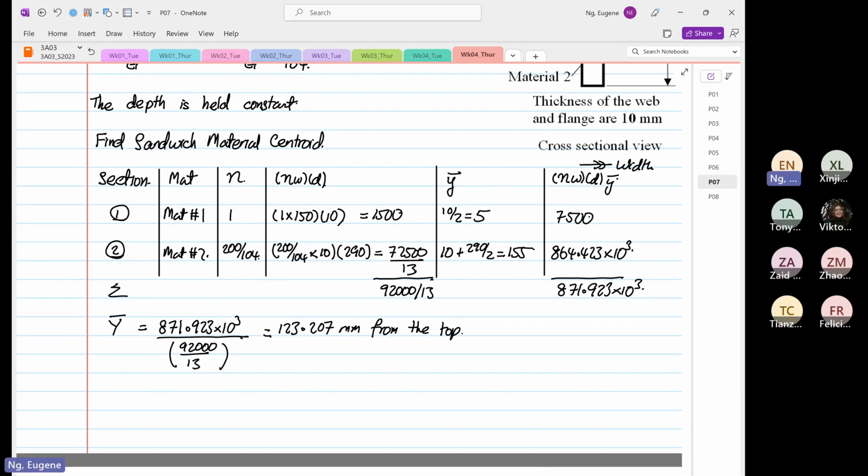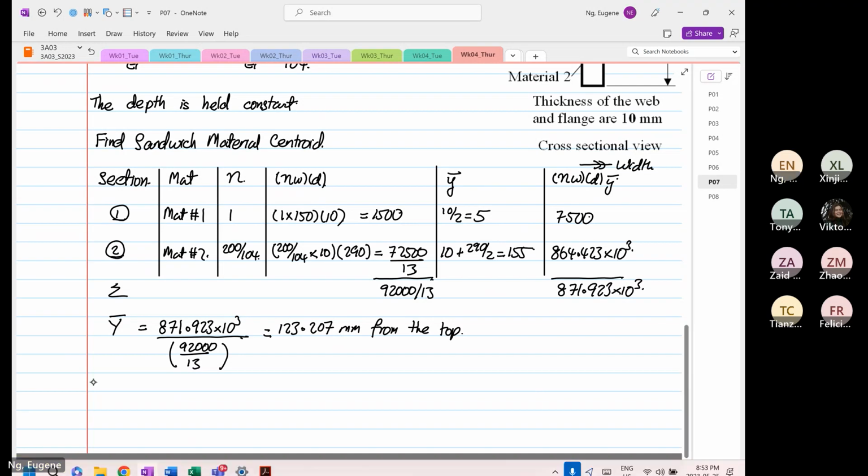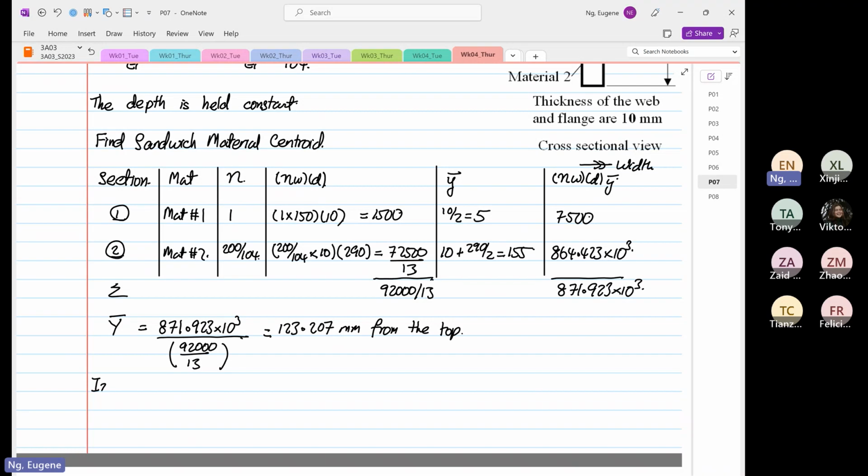So again, because of what I've developed, remember last lecture I showed you the lines. I don't need the figure. I just need to look at the table. IZZ1 is equal to 1 multiplied by 150 multiplied by 10 cubed over 12, plus the area of 1500 multiplied by 123.207, right? And then minus 155 squared, right?